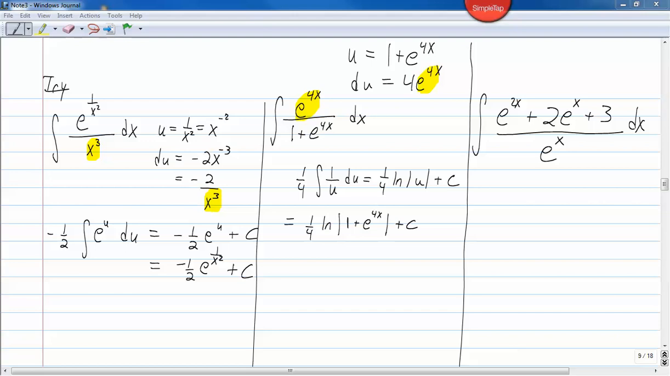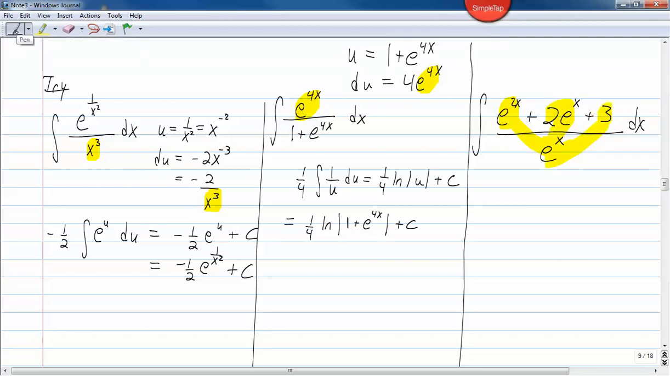Alright, on the third one, letting the bottom be my u and finding the du does nothing, because I have more than just e to the x up top. So there is no u up here that I could take to have the du in the bottom. So what I would need to do is do some algebra first. So I would do term-wise division first. So say this over this, plus this over this, plus this over this.